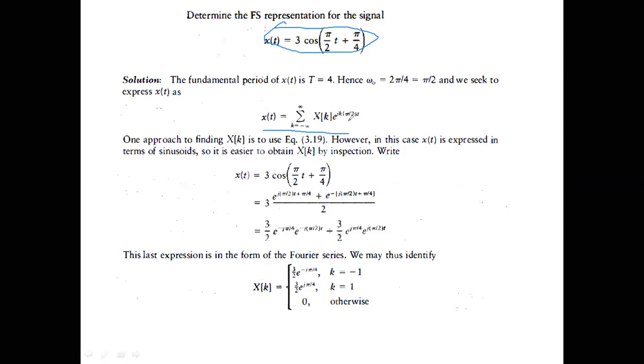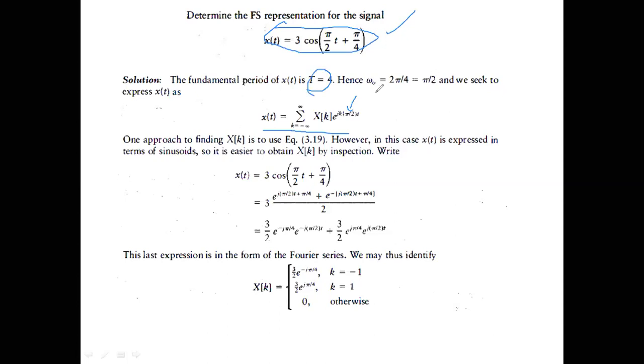You can see this in place of omega naught. The first thing you have to do is determine the fundamental frequency. Can anybody tell me how you find the fundamental frequency? You compare cos(pi by 2 t) with cos(2 pi fc t): pi by 2 is equal to 2 pi fc, so T turns out to be 4.